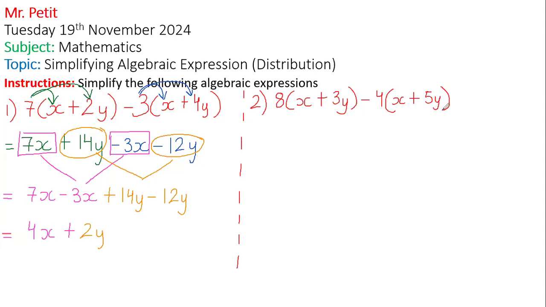All right, let's go ahead and do this. What's the first thing that we're going to do, class? Distribute the 8. So it's going to be 8 multiplied by what? X. So we have 8 multiplied by x, which gives us what? 8x, very good.